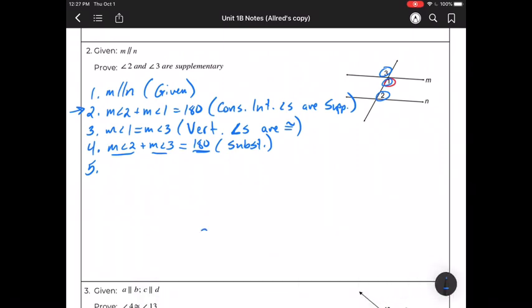Sorry, my pen's not working. There we go. Angle 2 and angle 3 are supplementary because of the definition or meaning of supplementary.